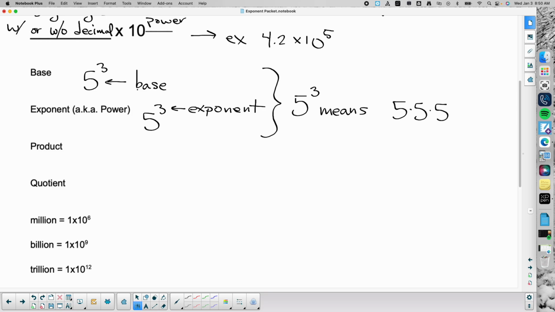Jordan. Product is when you multiply to get an answer. Quotient is when you divide to get an answer. Perfect.